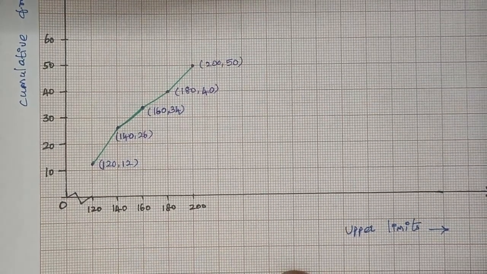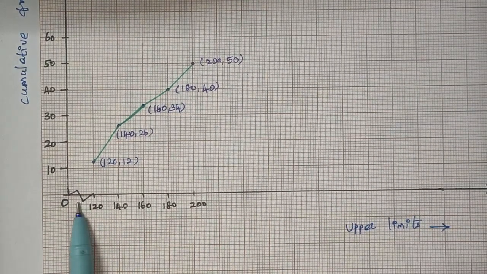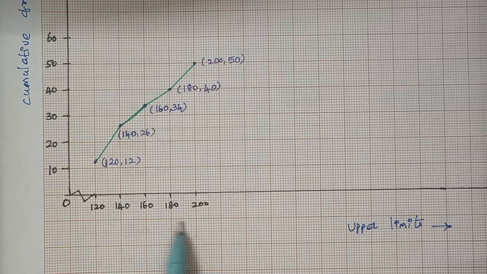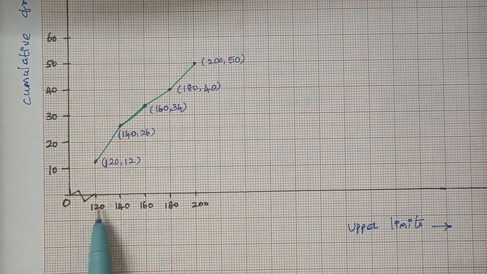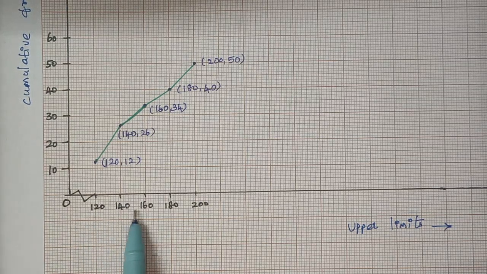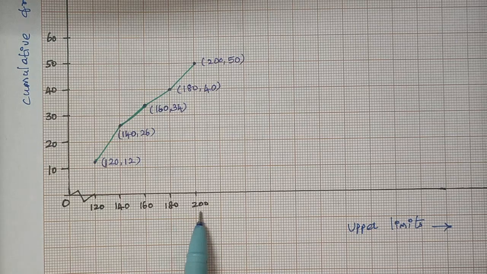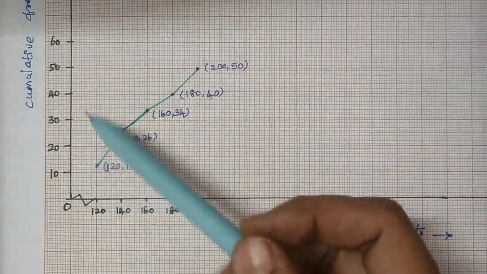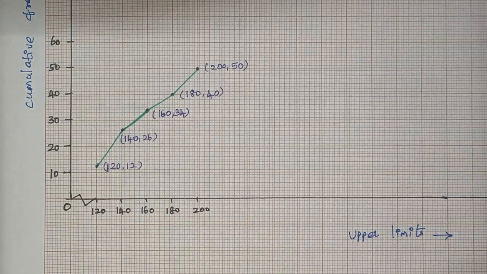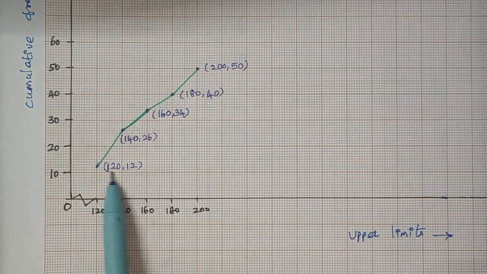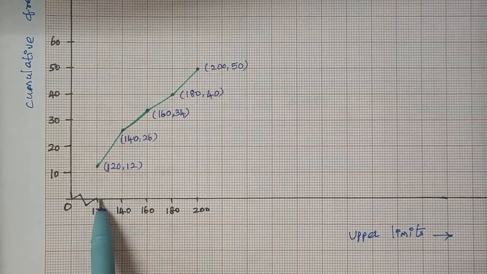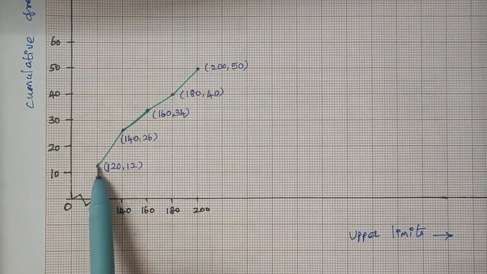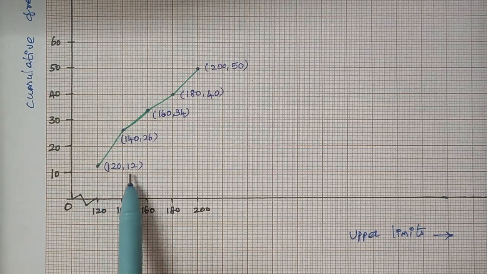So here we have noted the points, right? It starts from 120. So here I have started from 120, 140, 160, 180 and 200. And in the cumulative frequencies I had taken 10, 20 up to 60. Now we are going to plot all these values. So our first point is 120, 12. So this is our 120 and here it is 10. So 11, 12. 120, 12.